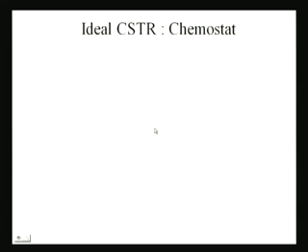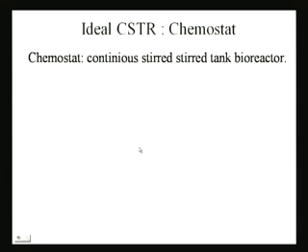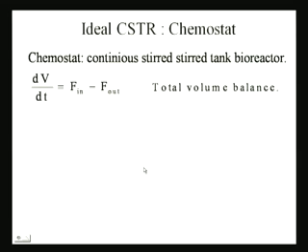So the chemostat, as you can see over here, is an ideal CSTR, because it is stirred and continuous and so on. So the first thing you need to do is the total volume balance. The total volume balance is very straightforward: dV/dt equals F in minus F out, the feed coming in minus feed going out. Okay.